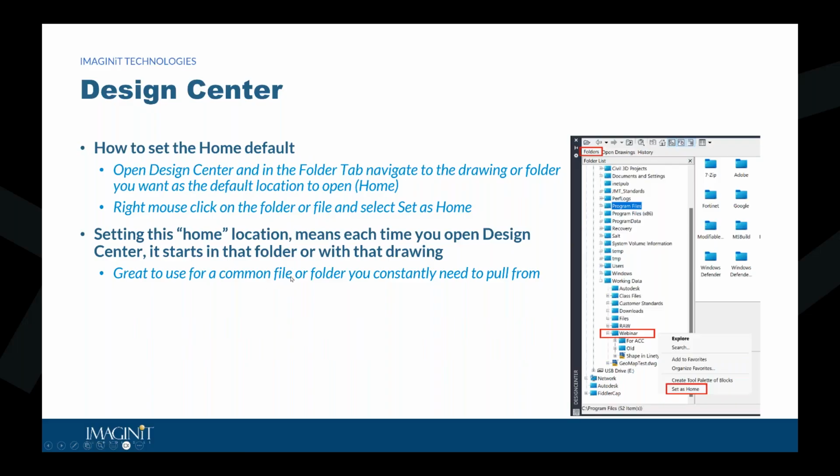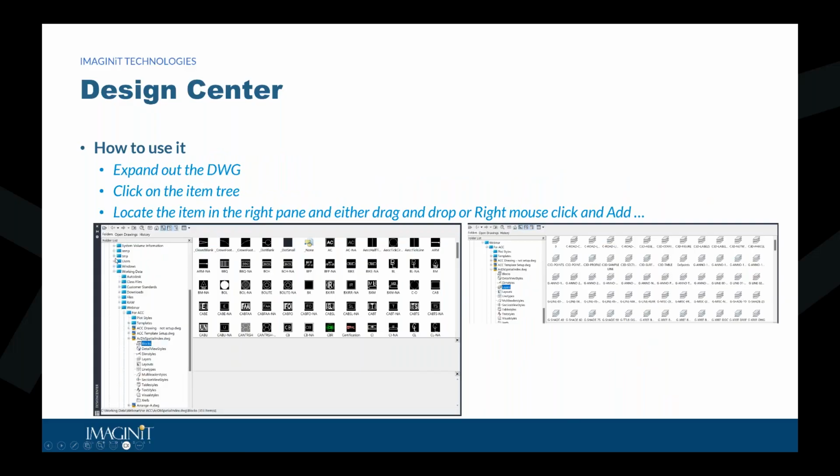It's great if you have a common file or folder you constantly need to pull from. Control 2 does also open the Design Center. So when you expand out, so you click through here. I went to this ACDB spatial index drawing and I clicked on the blocks and I see every block that's in this drawing. I can also see any detail view styles, dim styles, layers, layouts, line types, multi-leader styles, section view styles, table styles, text styles, visual styles, and XREFs.